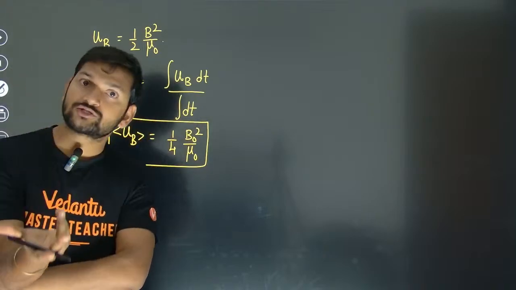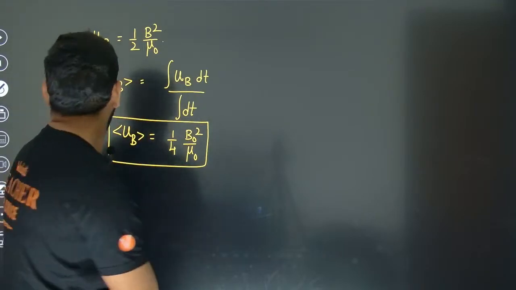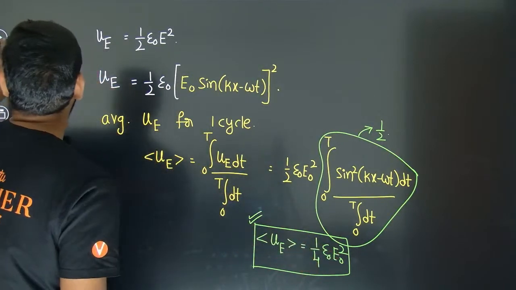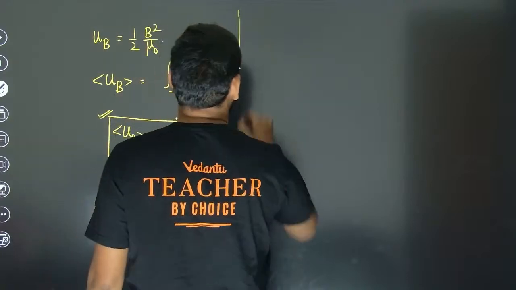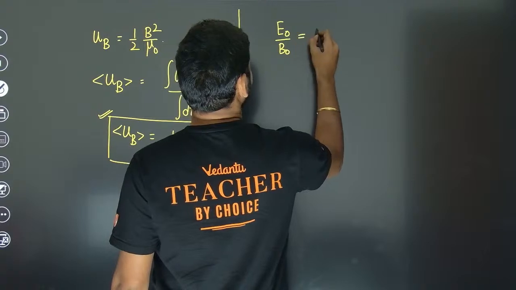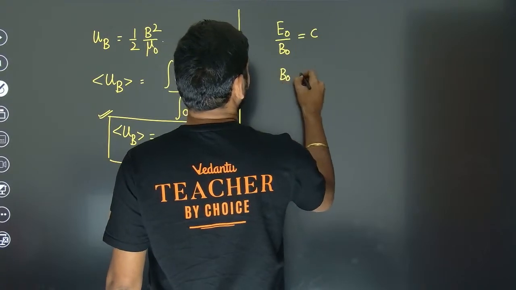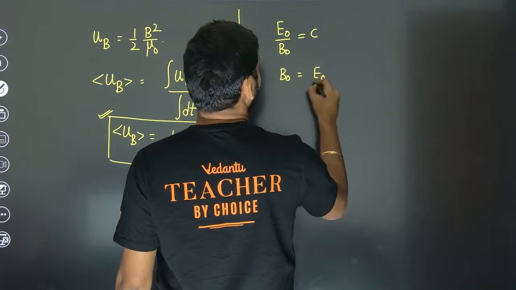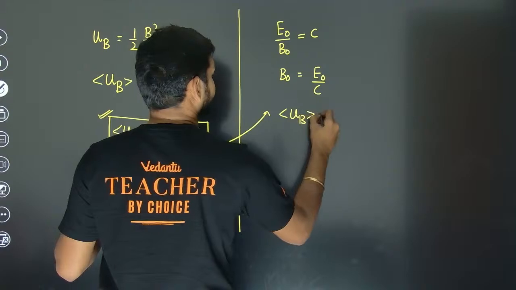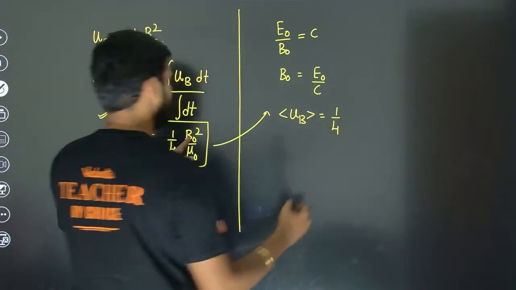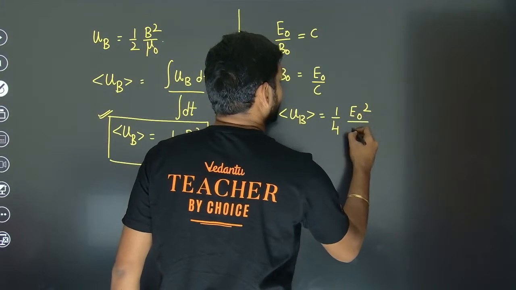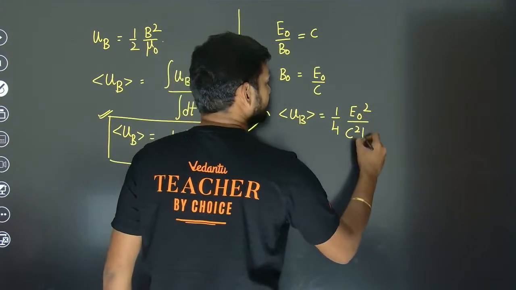Okay, fine. Let's do the comparison. What do we have? We have 1 by 4 epsilon naught E naught square. Man, we have E naught by B naught for free space can be written as C. So I can write B naught as E naught by C. So now the average energy in the form of magnetic field is 1 by 4 B naught square by mu naught, right? It will turn out to be what? E naught square by C square into mu naught.